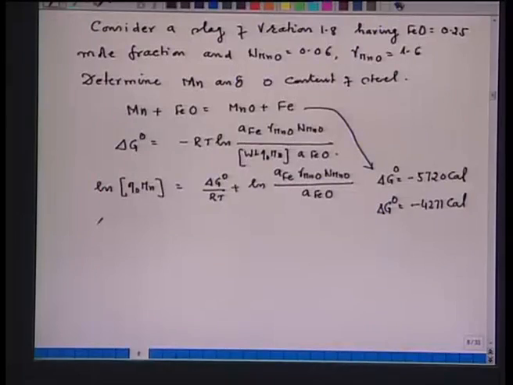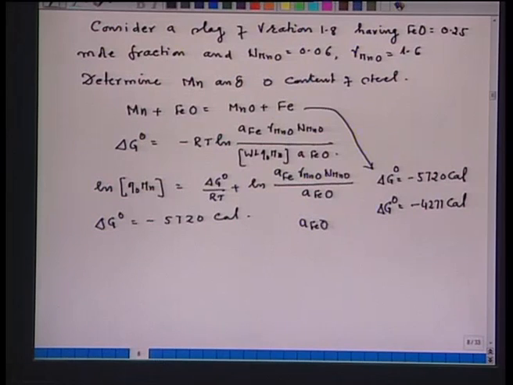So, that is why I thought I will take two sources from here. Say for example, if I take delta G naught equal to minus 5720 calorie, then I put it into this expression. Now, this expression also requires that I know the value of activity of FeO.